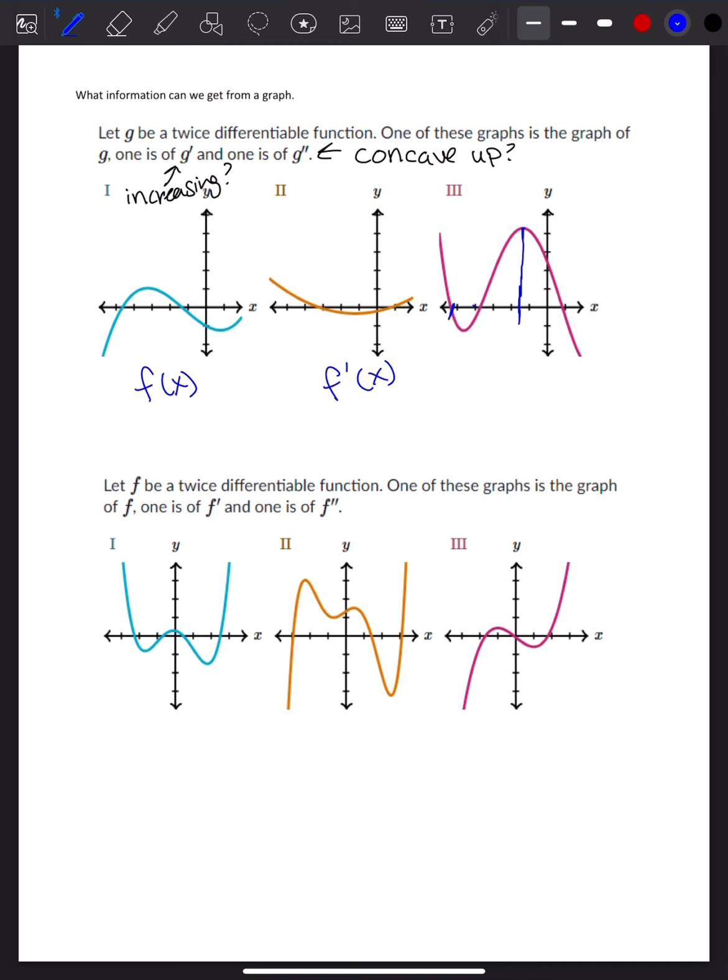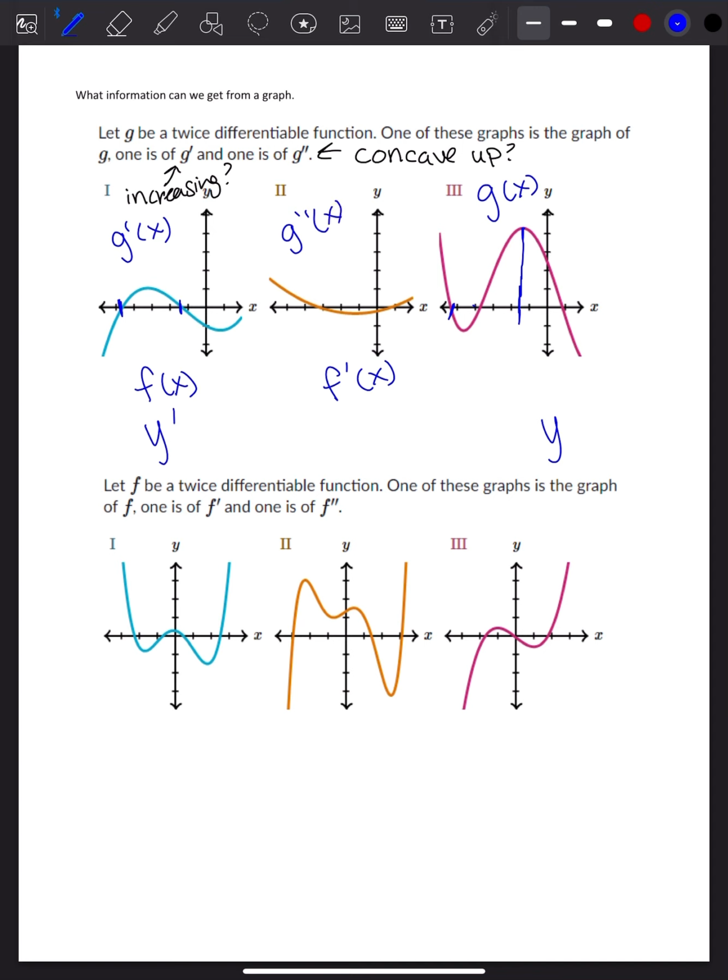If I look at what was our original f of x, we are under the x-axis for that first little bit. We are above the x-axis for a little chunk up to that -1, and then we're below the x-axis for the rest of it. So what this tells me is if this is y, this has to be y prime. So looking at what we know here, that means number 3 has to be g of x, number 1 has to be g prime, and number 2 has to be g double prime.